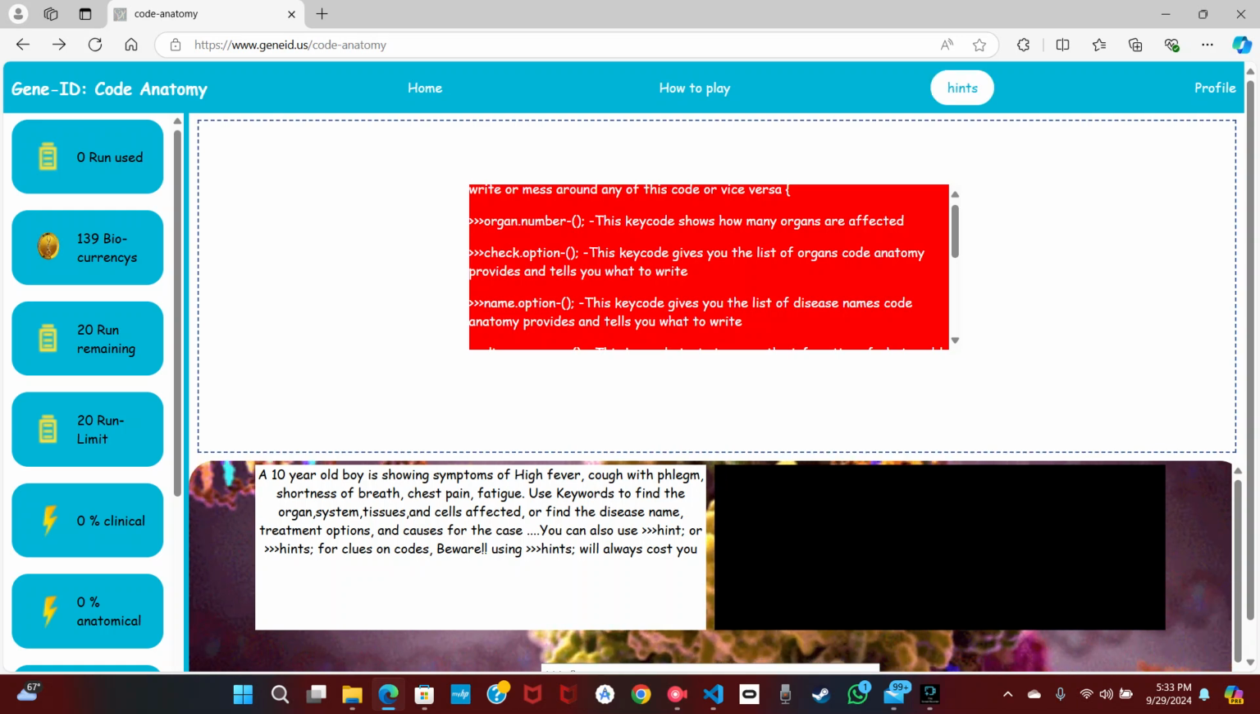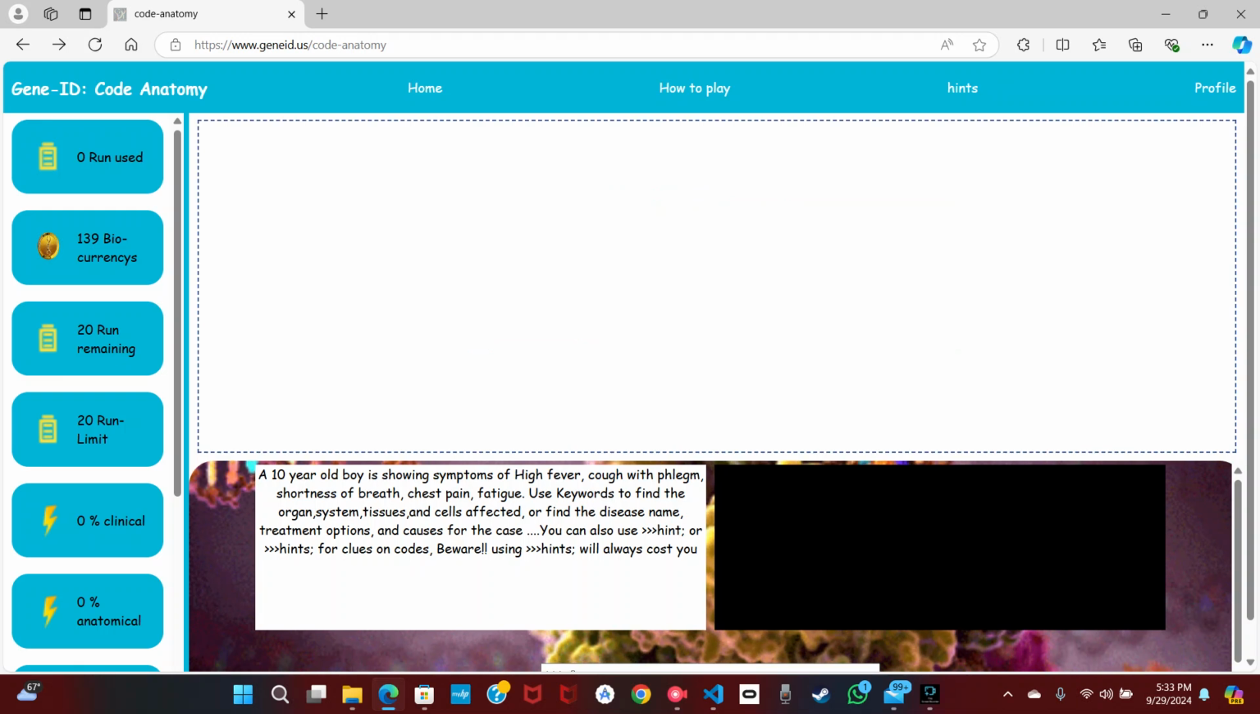So right now, I have a 10-year-old boy showing symptoms of high fever, cough with phlegm, shortness of breath, chest pain, and fatigue. Use keywords to find organ, system, tissues, and cells affected. So that's for the anatomical side of things. Or find the disease name, treatment option, or cause for the case. That's for those that want to solve it clinically. But right now, all we are doing is solving it anatomically.